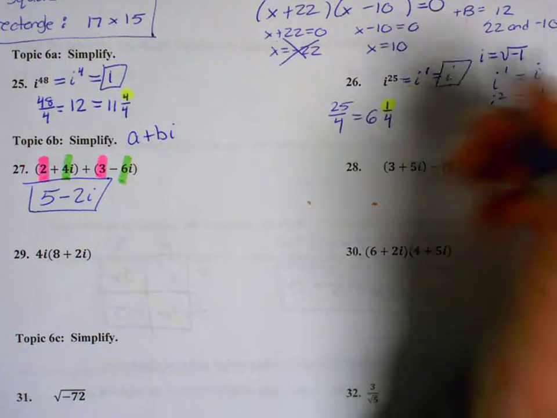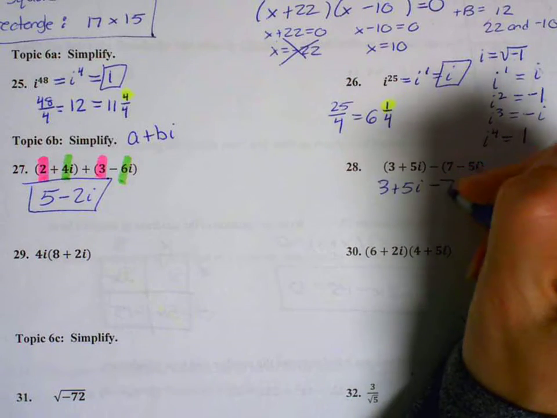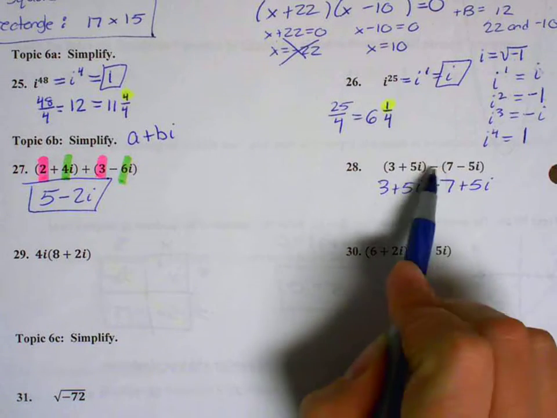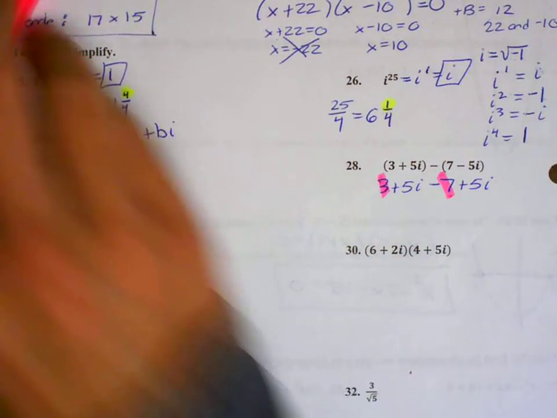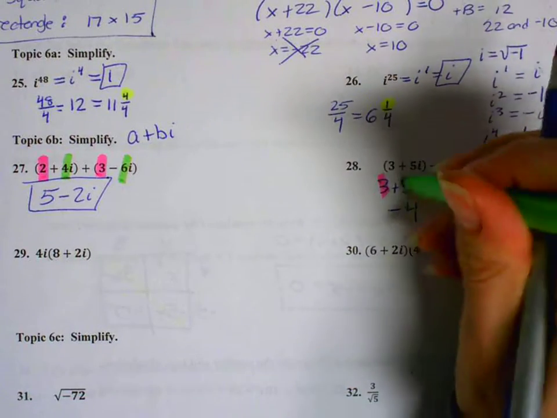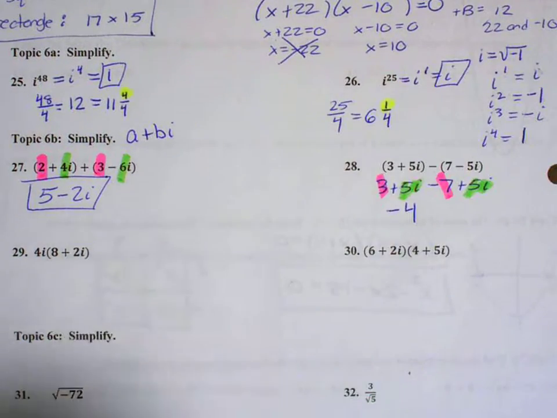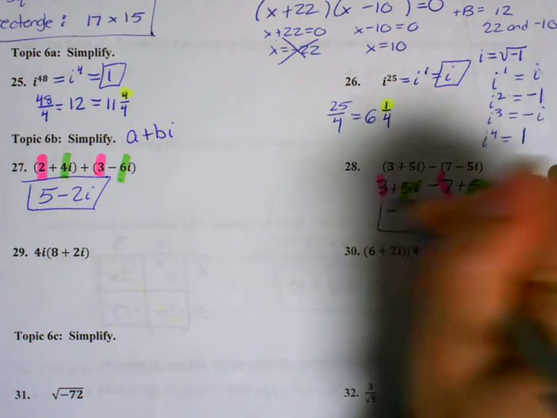Here, same thing, except I would want to distribute that negative first, so -7 plus 5i. All I did was distribute the negative. And then again, real and real, 3 minus 7 gives me -4. Imaginary, imaginary, 5 plus 5 is 10i. Or 5i plus 5i is 10i.